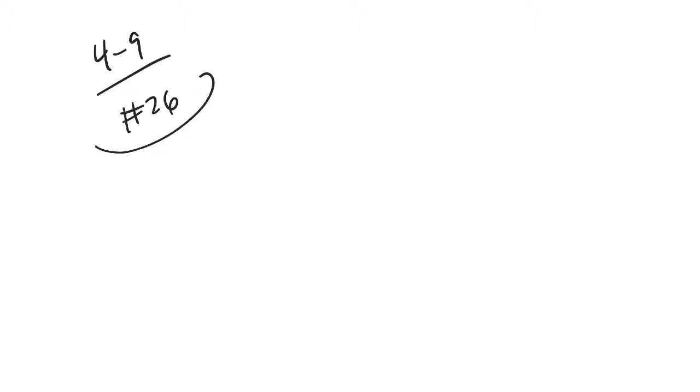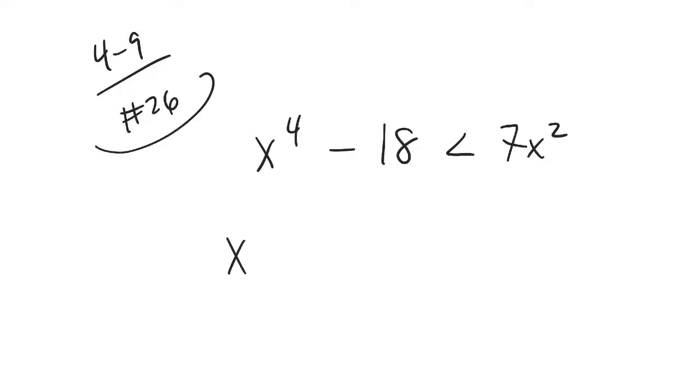49, number 26. Can you read it? Yeah, x to the fourth power minus 18 is less than 7x squared. I'm confused. 26. So in all of these problems, we have to always set it equal to, and in this case, it's less than 0. We're going to set it, right? So I move the 7x squared over first.